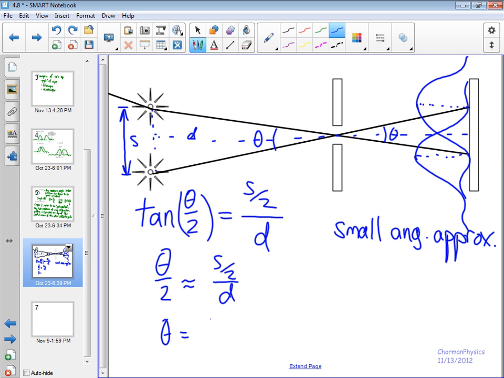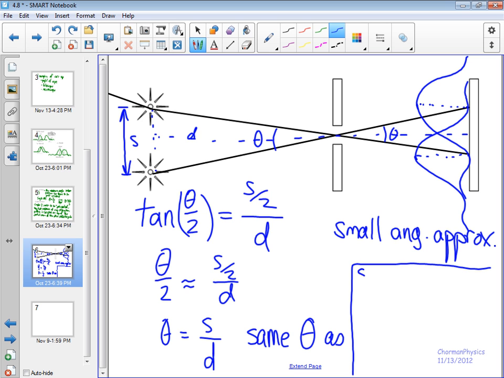This allows us to say theta over 2 is approximately equal to s over 2 divided by d. Multiply both sides by 2, and what we're left with is theta is equal to the separation of the sources divided by the distance of those sources to the aperture. This turns out to be the same theta as for a single slit.